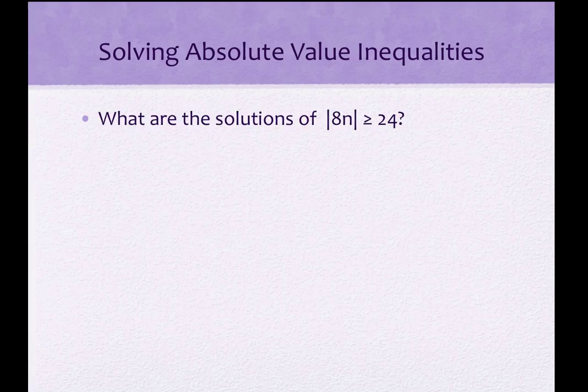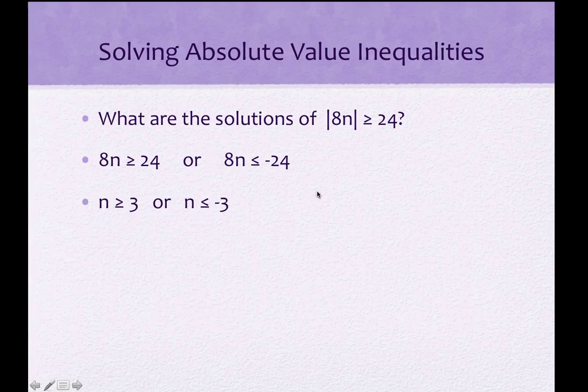So here we have the absolute value of 8n is greater than or equal to 24. So we're going to set 8n greater than or equal to 24, and we're going to make 8n less than or equal to negative 24. Again, when we use the negative, we invert the sign. Now we can go ahead and divide by 8. And so we get n is greater than or equal to 3, or it's less than or equal to negative 3. This is an or statement because it's going in opposite directions.